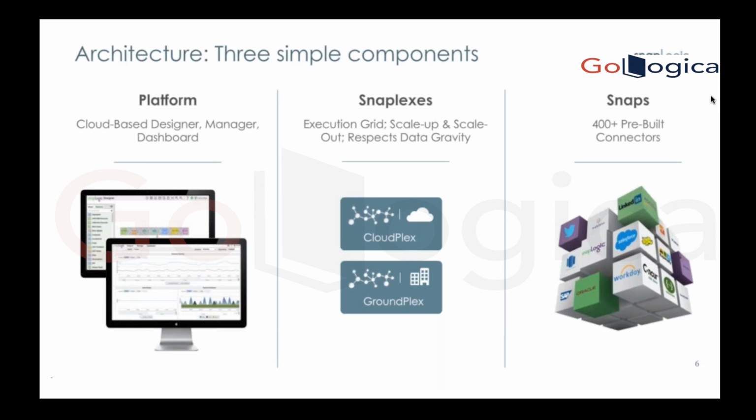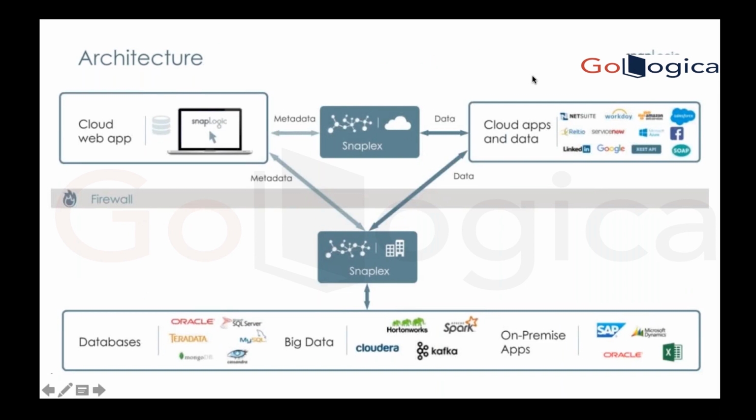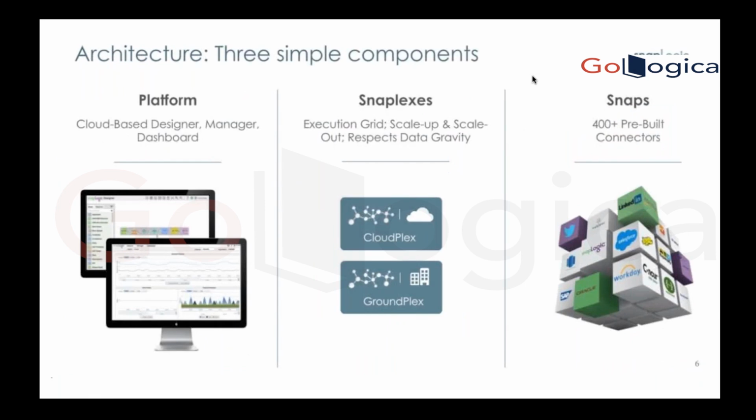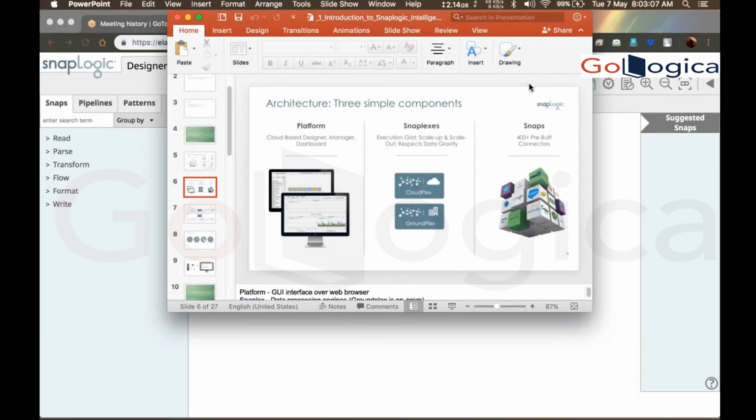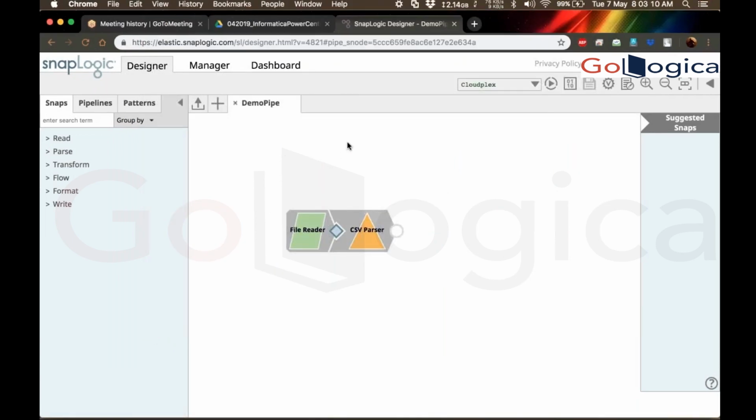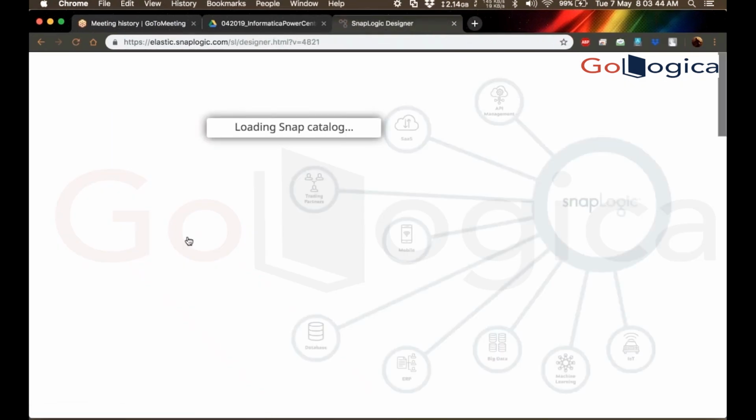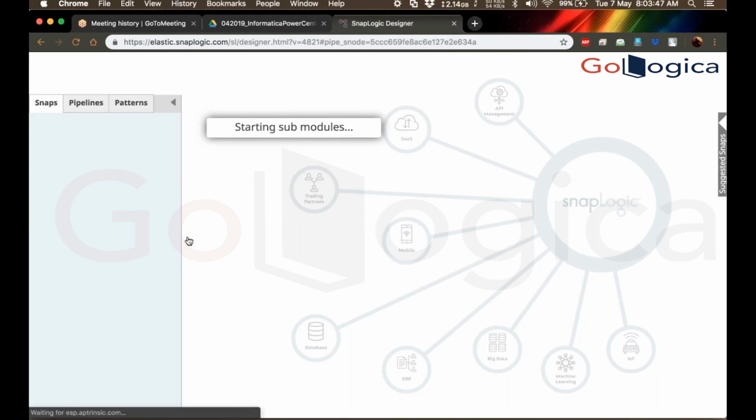Yeah, sorry. Right. So in architecture, there are three components that we need to identify and understand. First, there is something called platform and snaplexes and snaps. So let's start with platform. Platform means the web interface that you access to build your jobs, you build your pipelines, right? End-to-end development. So this is what is called a platform. When you log in with your credentials, the interface of the web portal wherein we'll do all the development is what the platform is.